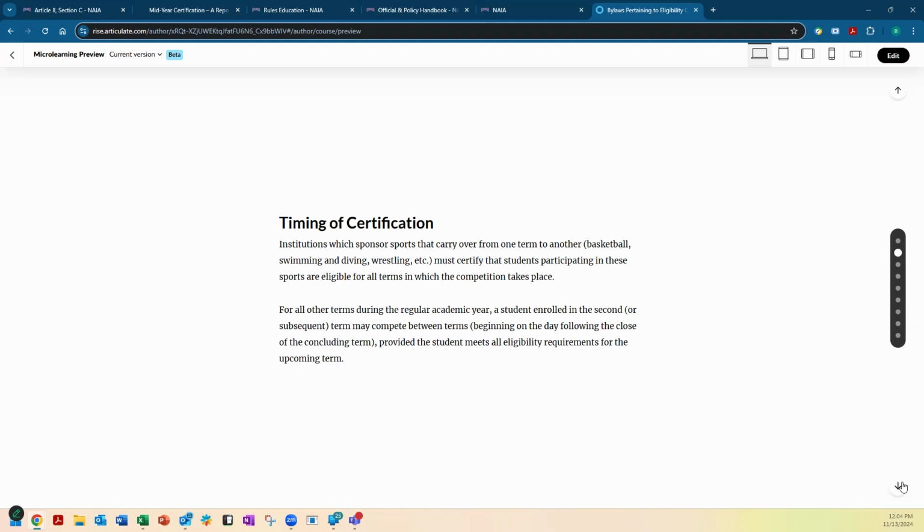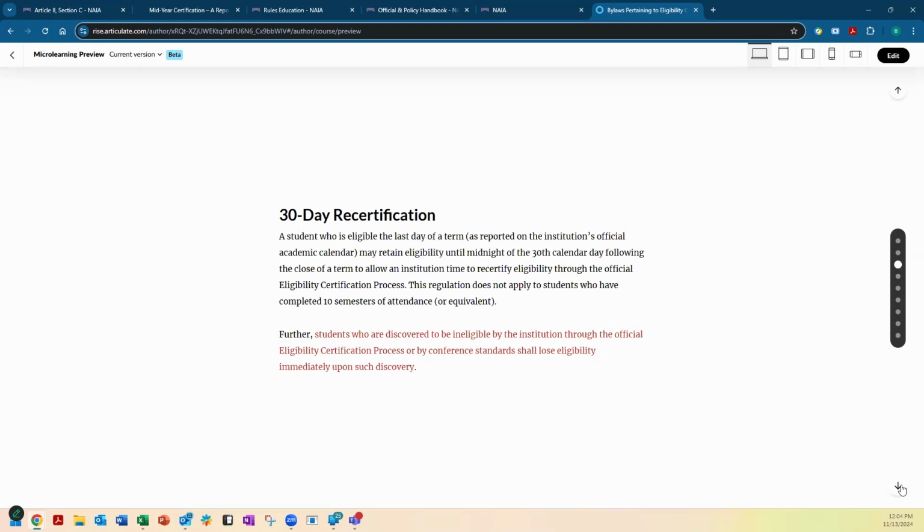So for all terms during the regular academic year, students enrolled in the second or subsequent term may compete in between terms, beginning on the day following the close of the concluding term, provided the student meets all eligibility requirements for the upcoming term. So I'll dive into a little bit more on that piece because that is what we're definitely seeing right now as well.